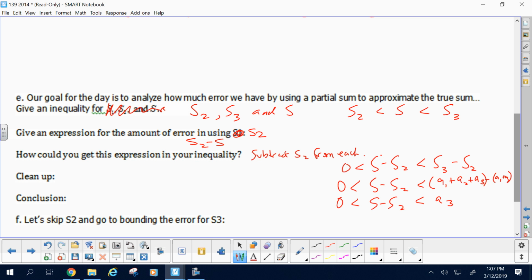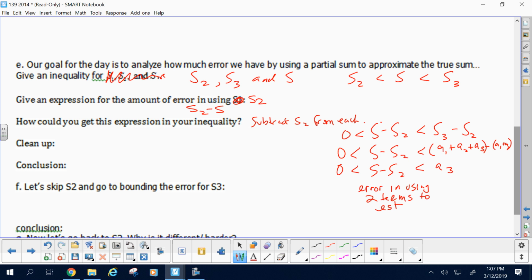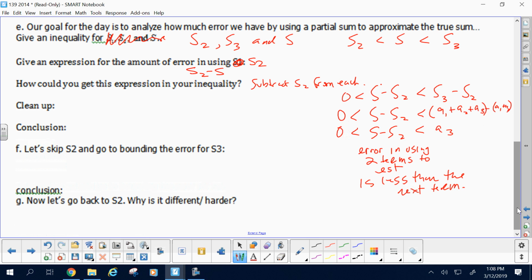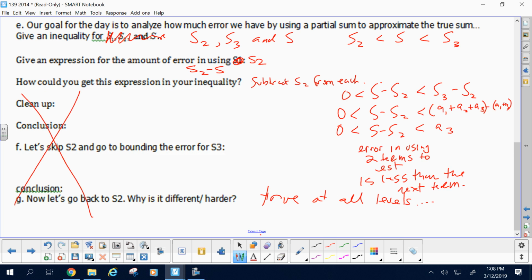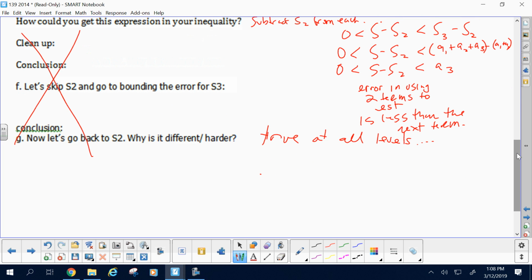All right, now that, whether you know it or not, is pretty stinking great, because that implies that the error in using two terms to estimate must be less than the next term that you left off for the third term. And that's true at all levels, with the problem being that sometimes the difference is negative. So think about, what about negatives, dot, dot, dot, dot.